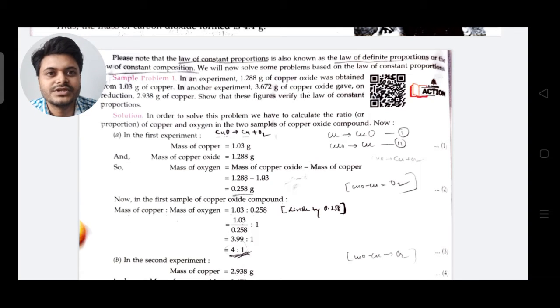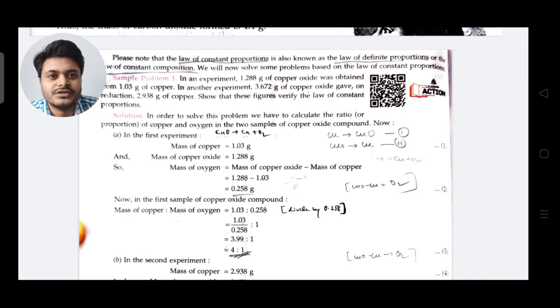So, the solution. In order to solve this problem, we have to calculate the ratio or proportion of copper and oxygen in the two samples of copper oxide compound. In the first experiment, the mass of copper is given as 1.03 gram and the mass of copper oxide is given as 1.288 gram. From here we can find the mass of oxygen, which is equal to the mass of copper oxide minus the mass of copper.